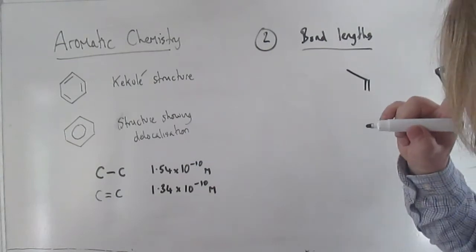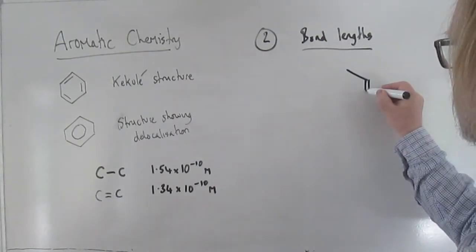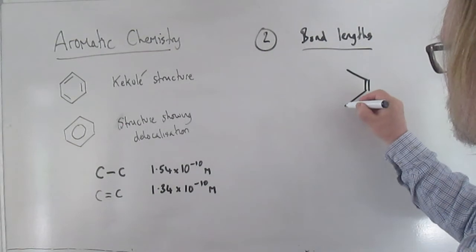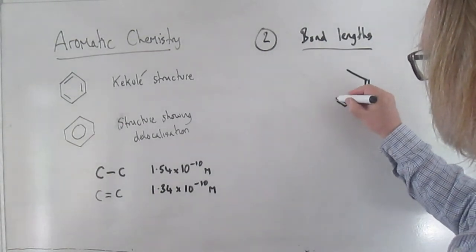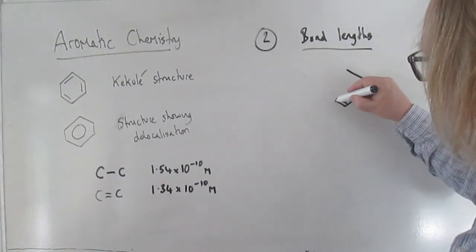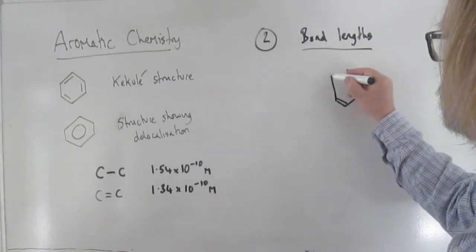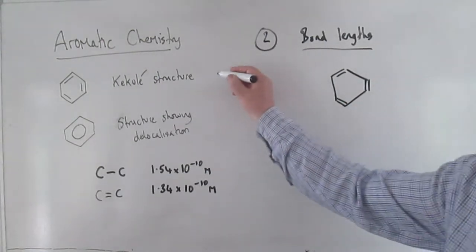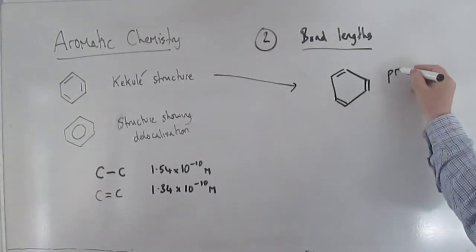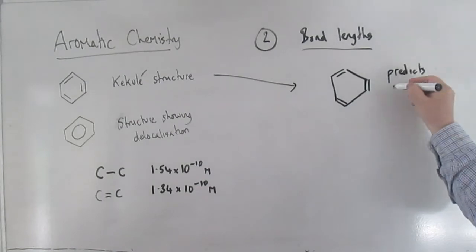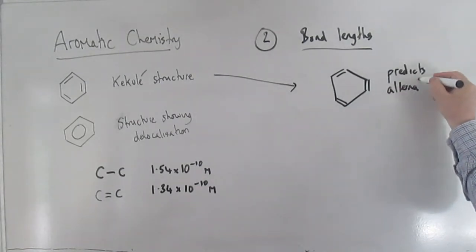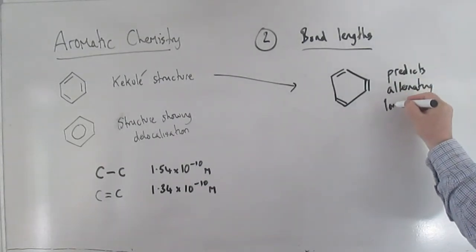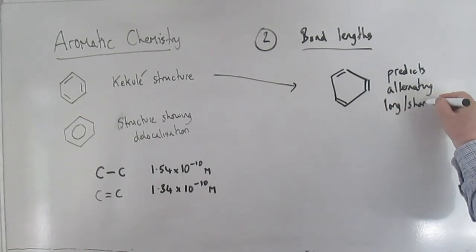I'm just exaggerating here to make the point, and then another long single bond, and then another short double bond, and then another long single bond, and then another short double bond. And so you end up with a sort of distorted shape to your hexagon. So the Kekulé structure predicts alternating long and short bonds.